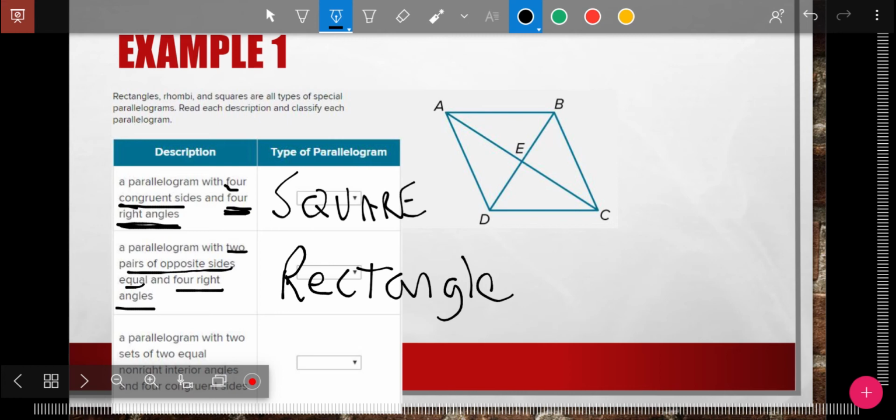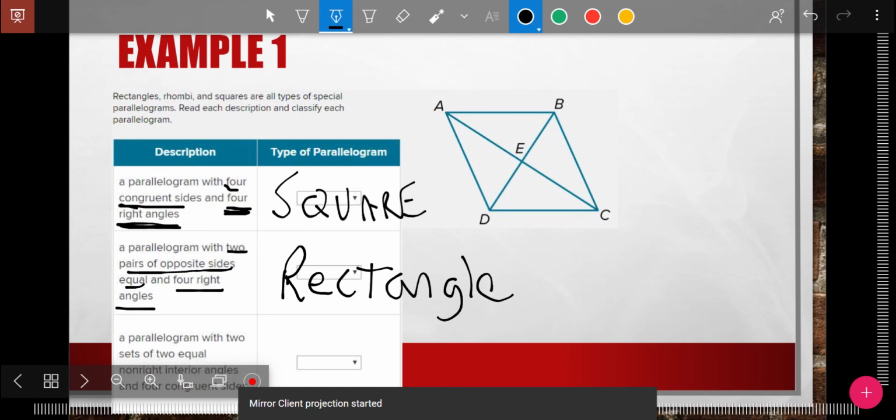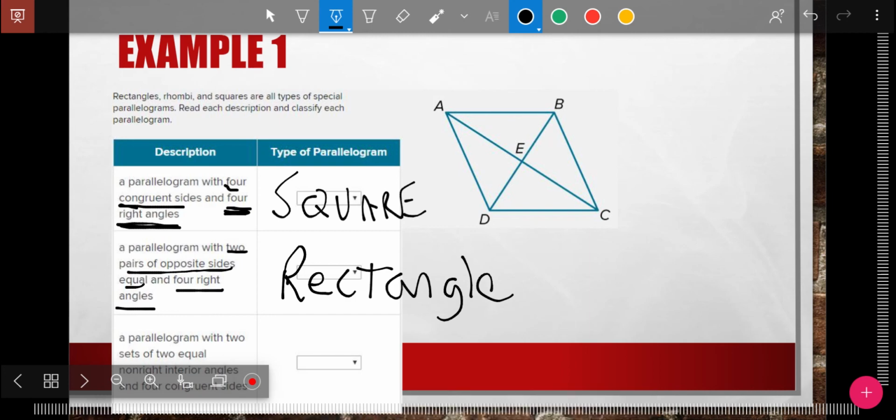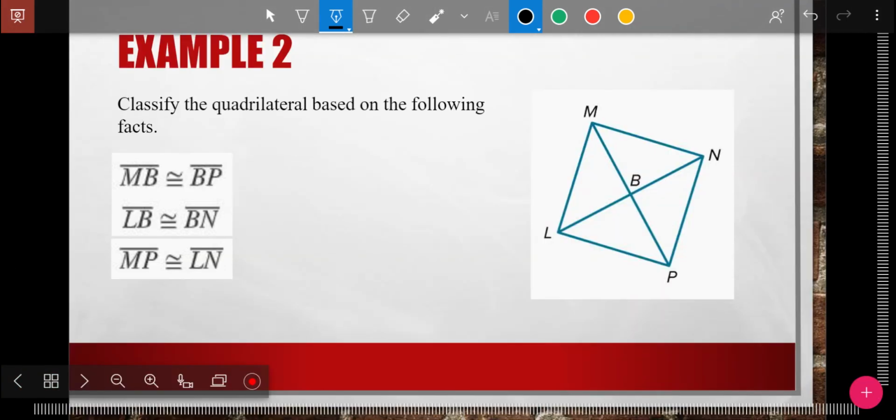A parallelogram with two equal non-right interior angles. Well, they're not right. If it's not right angles, then we know it's not a rectangle. So it's saying, hey, it's not a rectangle. And it has 4 congruent sides. 4 congruent sides means a rhombus. It's a rhombus and not a rectangle. So therefore, it's only a rhombus. I love this example. It's a little bit tricky.